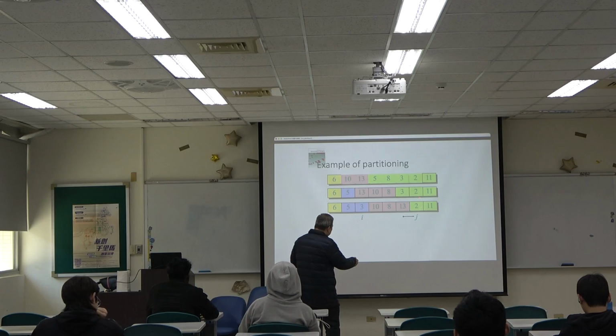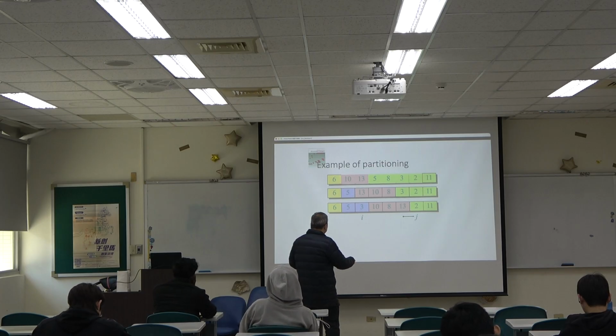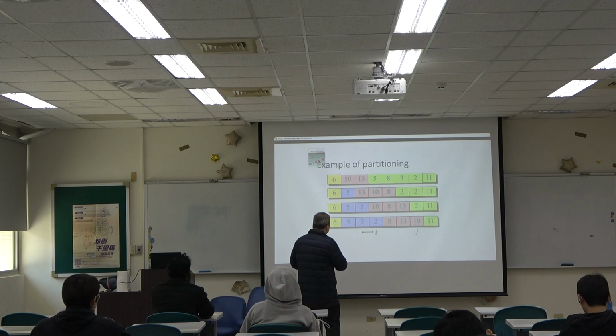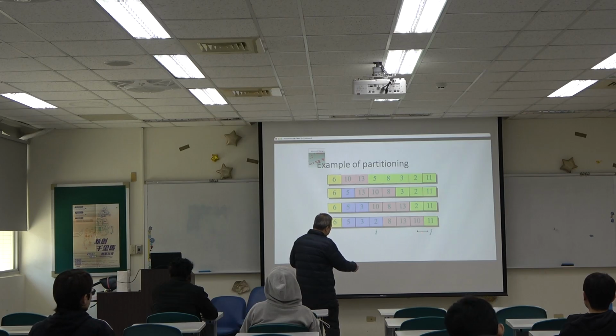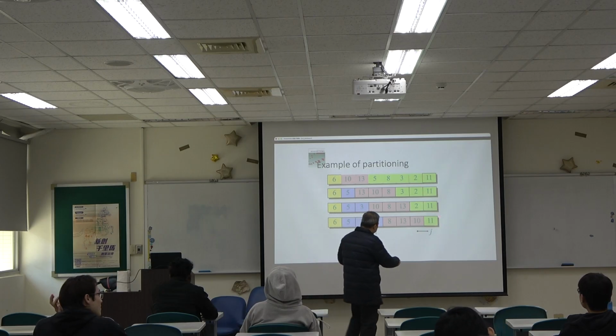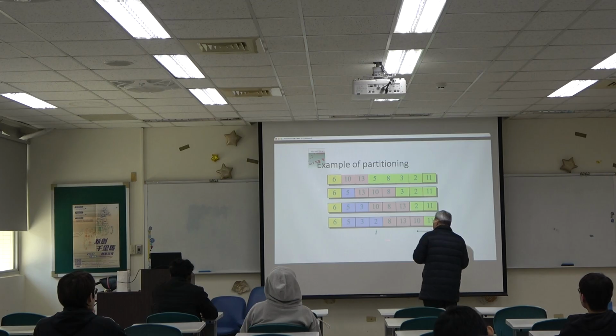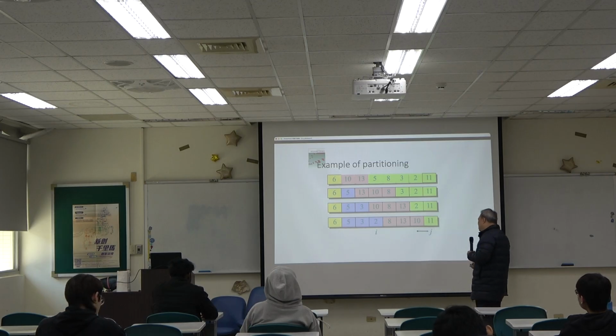And 2 is again smaller than 6. Again, we need to swap 2 with 10. Then advance I and J. So it becomes like this, and I advances, J advances to here. And 11, the last element, 11 is greater than 6, so nothing needs to be done.